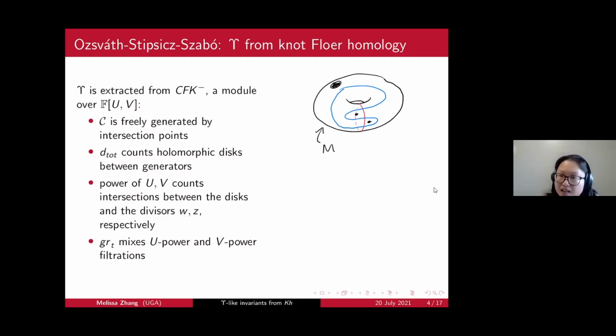So intersection between the discs, you mean intersection like that red disc that you're drawing? Intersection between Lagrangians are the generators. The discs are going to be the things that travel between intersections. So for instance, here is a disk. It kind of has sides on the Lagrangians. Yeah. Cool, thank you. No problem.